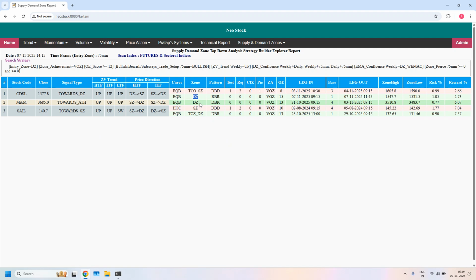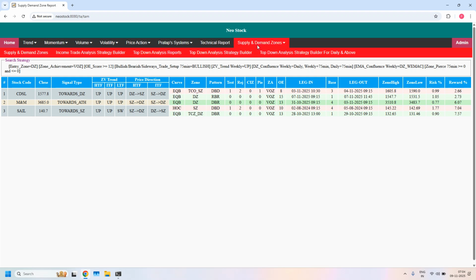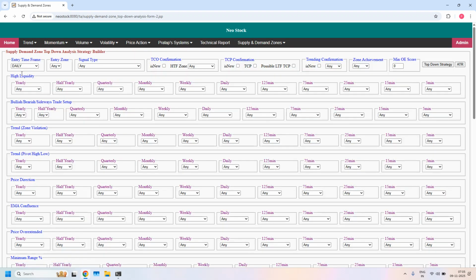So these 3 75 minutes demand zones might have a higher probability of success, provided lesson 20 checklist items are satisfied. Otherwise, there are higher chances of zone violation. So this is about the bullish trade setup for weekly income trade. Next, bearish trade setup for weekly income trade.